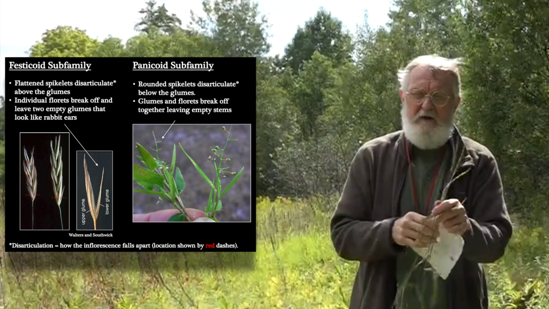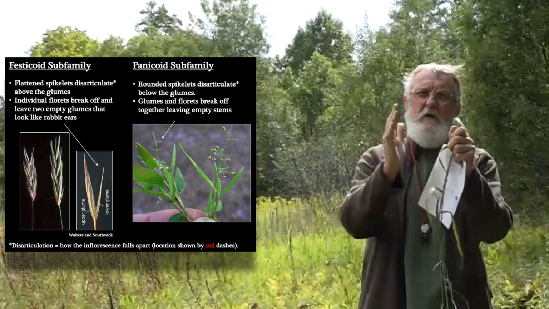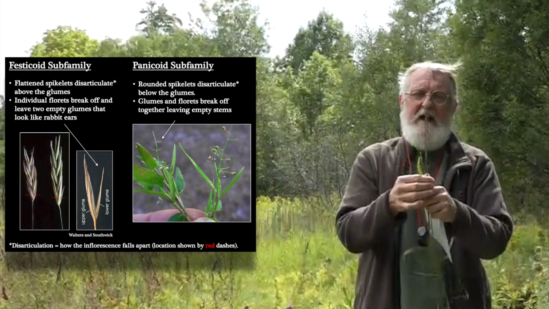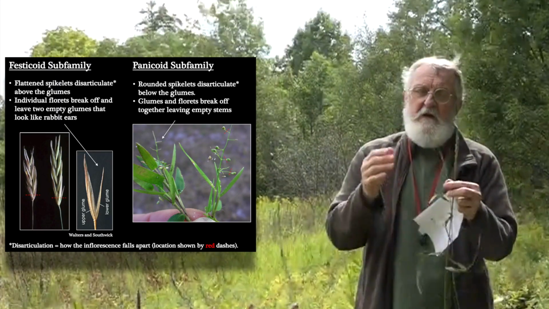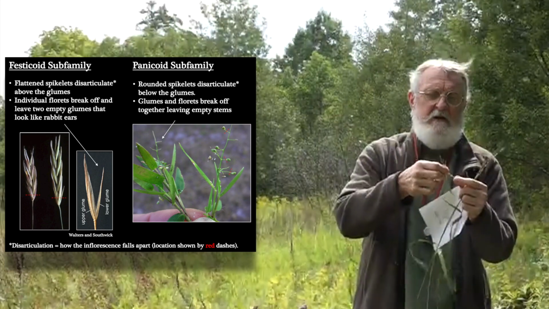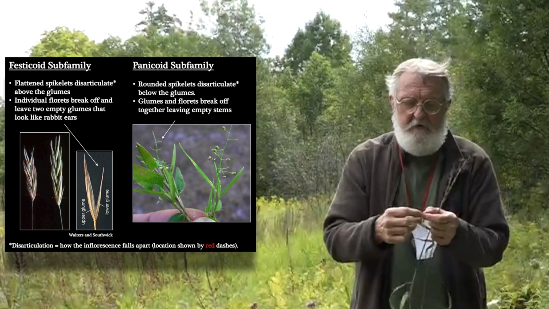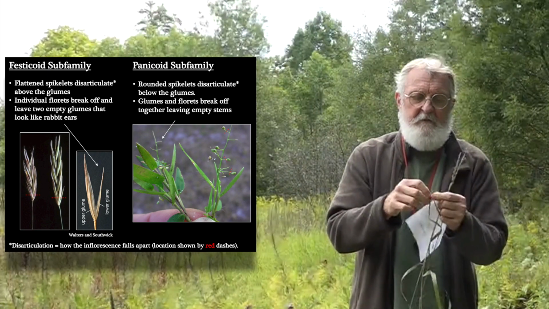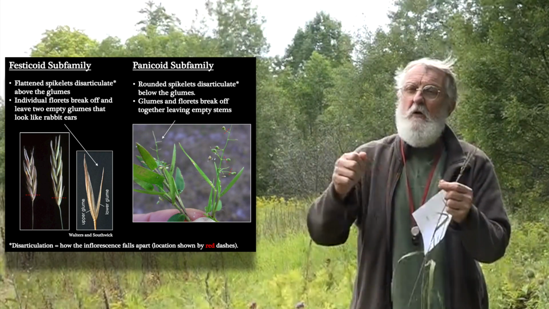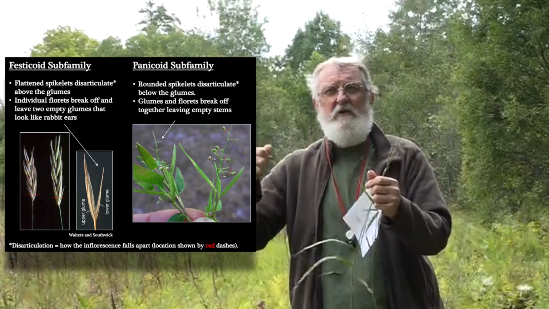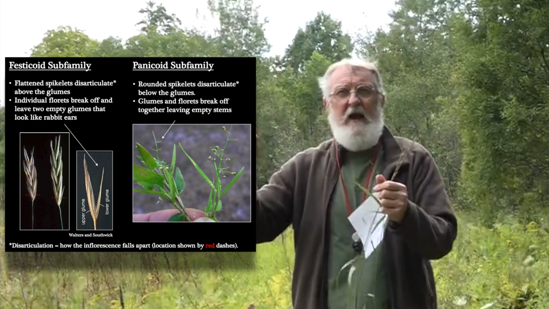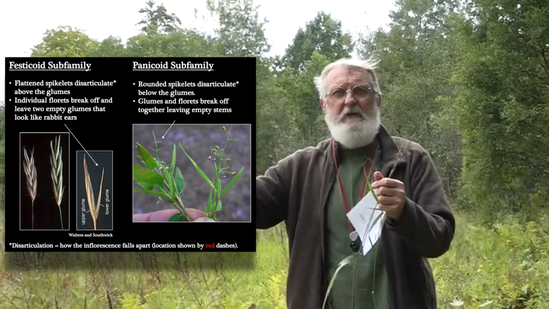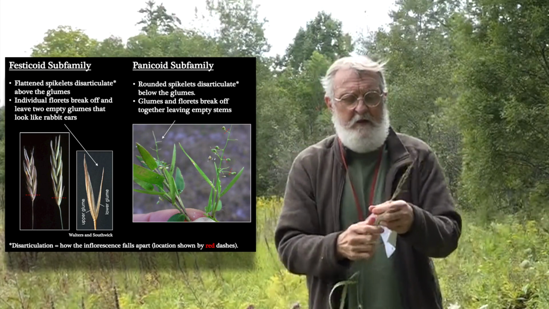In the festucoids, the florets and spikelets tend to be flattened, and the disarticulation is above the glumes, so when you pull all those florets, you leave the glumes on the stem. Whereas in the panicoids, when you pop it like that, the glumes come with it, so disarticulation is below.